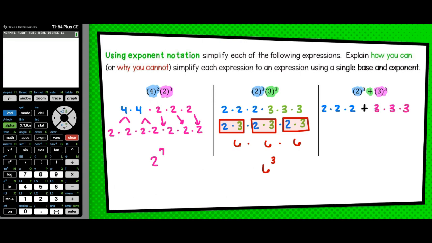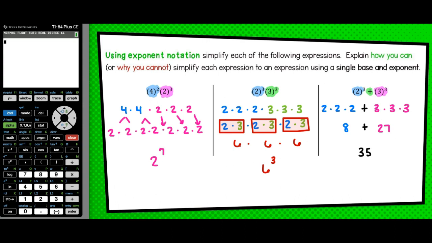Now, unlike last time, I can't exactly multiply all of these factors together. I have to multiply 2 times 2 times 2, which is 8. I have to keep the addition, and then I have to multiply 3 times 3 times 3, which makes 27. I certainly can add the 8 and the 27 to get 35.